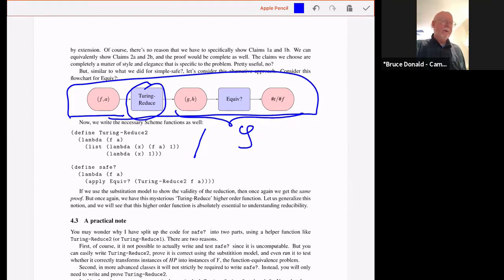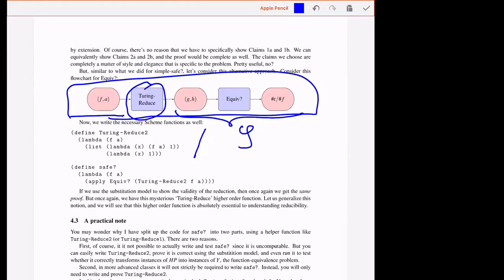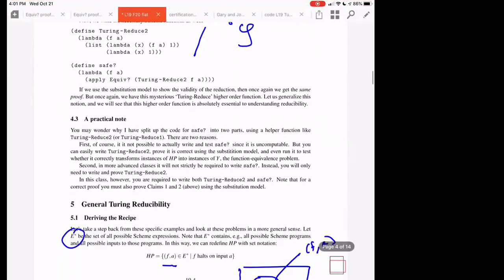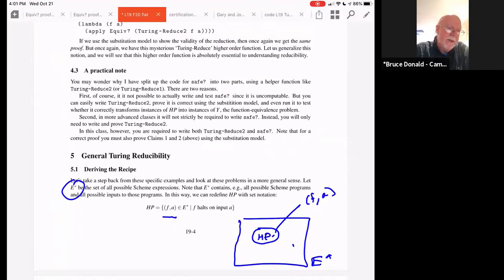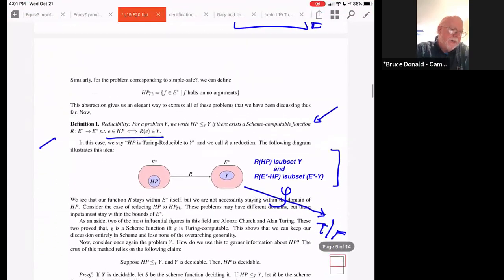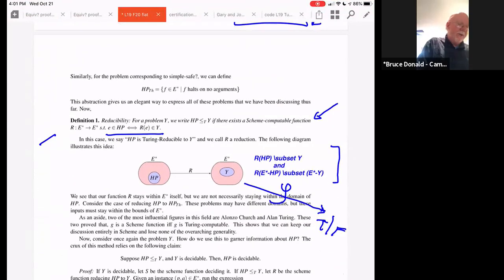Now, these steps we'll go through in the class each time, but computer scientists often just show the reduction. You must show the reduction together with this property. So you have to show the reduction together with the property that I mentioned, namely that for the reduction function from E star to E star, E is in the halting problem if and only if R of E is in Y. So that's our example.